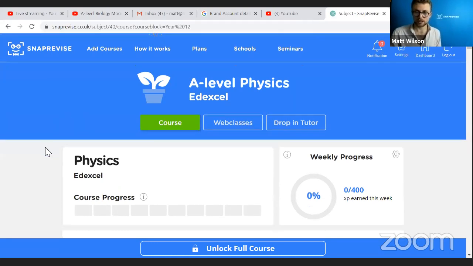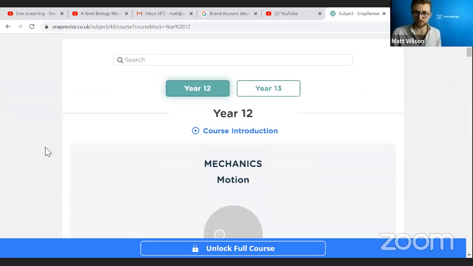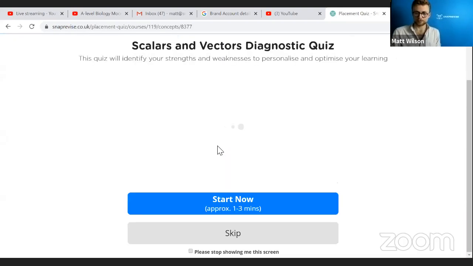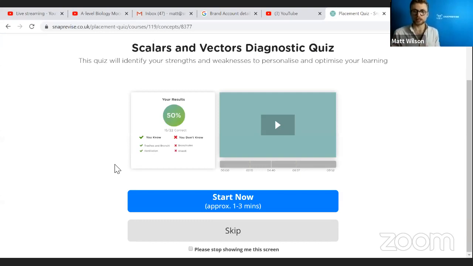Okay, so we're in. We have all sorts of interesting things we can do. I know one of you at the start was saying that you were interested in learning more about mechanics. Well, if you go to the Edexcel trial, then you will find some quizzes that will help you figure out how you're doing with mechanics. So let's take a look. We're going to take a diagnostic quiz. So what's a diagnostic quiz?